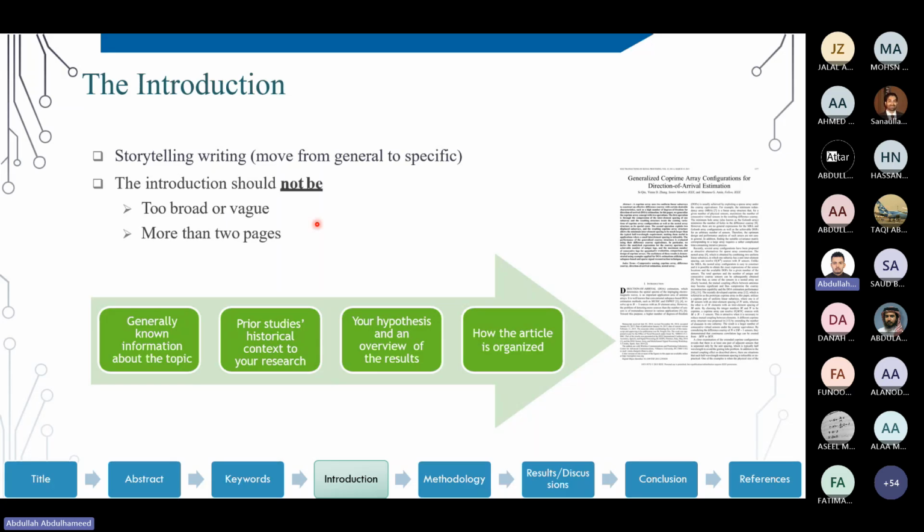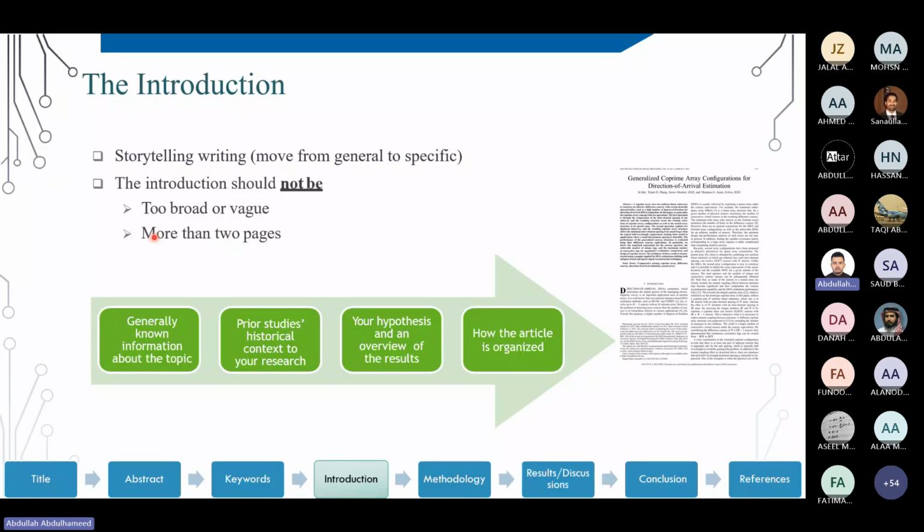Coherence is very important in the introduction. Of course, I will give you an example of how to write an introduction like you are telling a story. So what do I mean by storytelling writing? It's like you are moving from general to specific. First, you write about general things about your topic. Then you go more specific, then again more specific, until you end up with your idea.